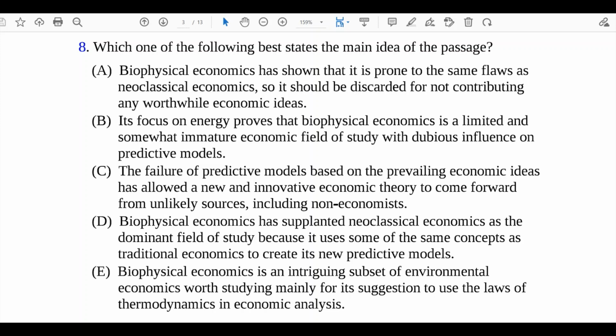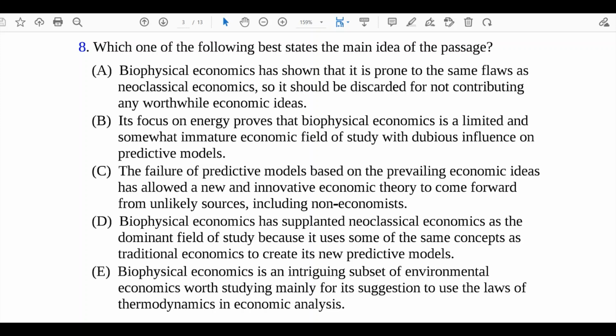Which one of the following best states the main idea of the passage? A option. Biophysical economics has shown that it is prone to the same flaws as neoclassical economics, so it should be discarded for not contributing any worthwhile economic ideas. B option. Its focus on energy proves that biophysical economics is a limited and somewhat immature economic field of study with dubious influence on predictive models.